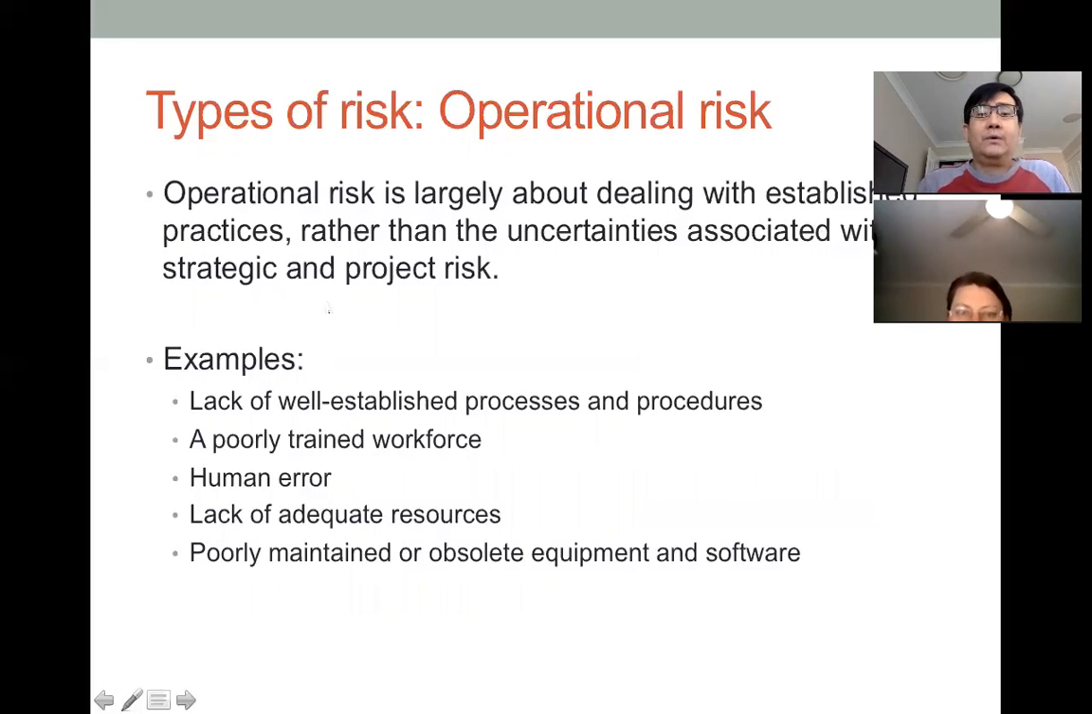Operational risk is a type of risk which is largely dealing with establishing the practices, rather than the uncertainty associated with strategic and project risk. Now, this could be the lack of well-established processes and procedures in our operations. We may be lacking process and procedure. Okay, what could go wrong? Well, it could be human error as well, aside from process and procedure.